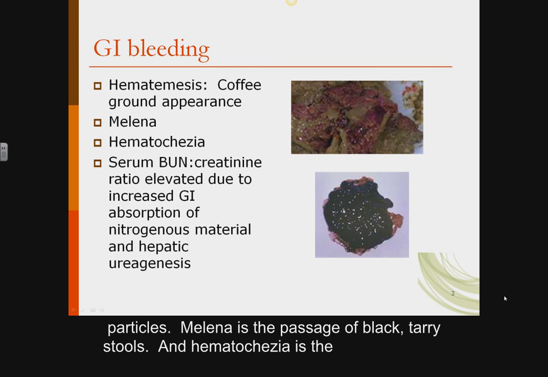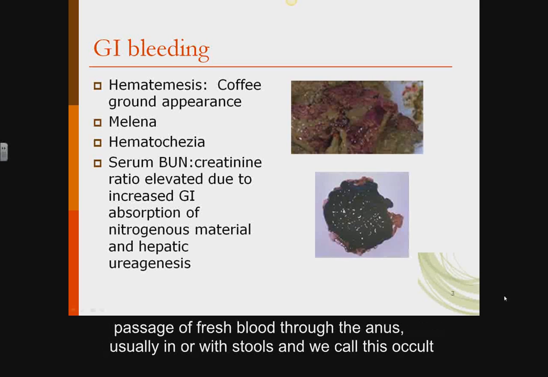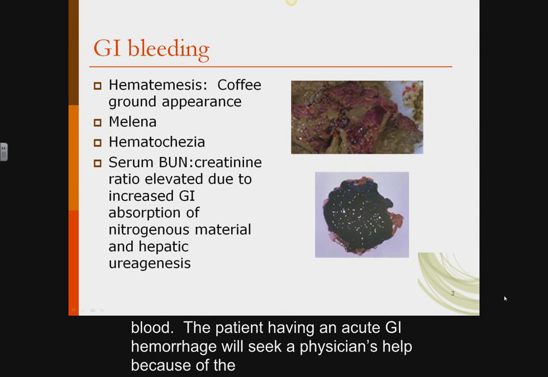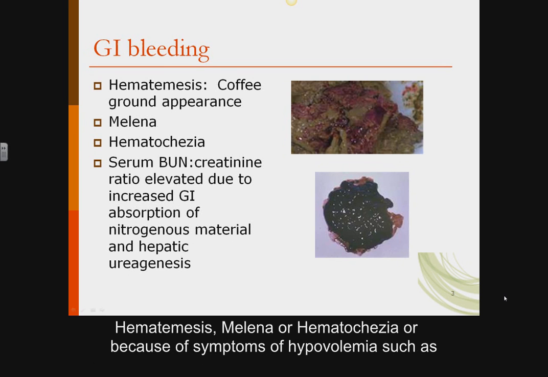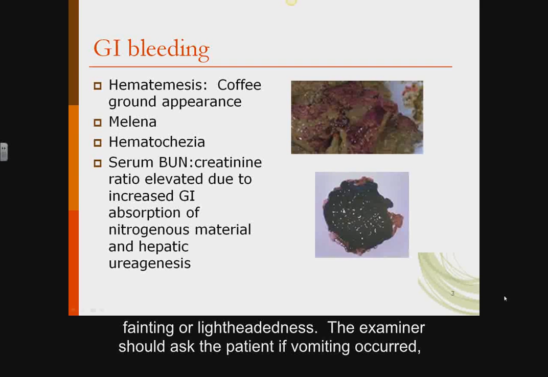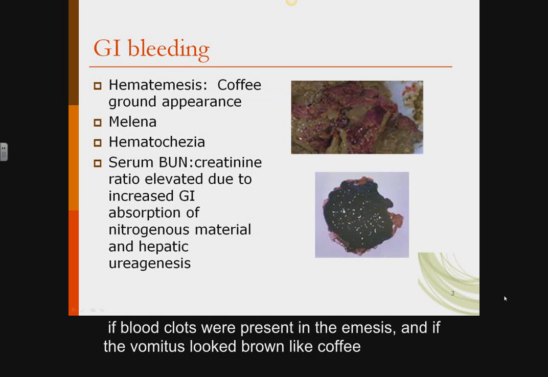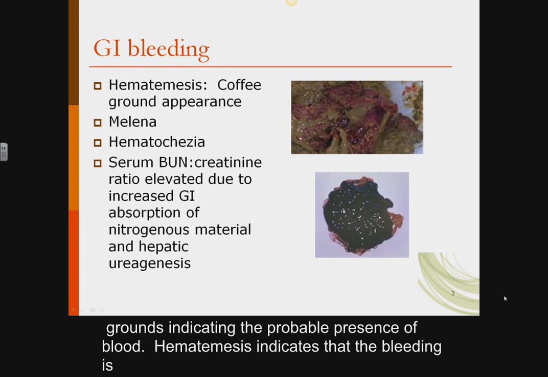Melena is the passage of black tarry stools, and hematochezia is the passage of fresh blood through the anus, usually in or with stools, and we call this occult blood. The patient having an acute GI hemorrhage will seek a physician's help because of the hematemesis, melena, or hematochezia, or because of symptoms of hypovolemia, such as fainting or lightheadedness. The examiner should ask the patient if vomiting occurred, if blood clots were present in the emesis, and if the vomitus looked brown like coffee grounds, indicating the probable presence of blood.